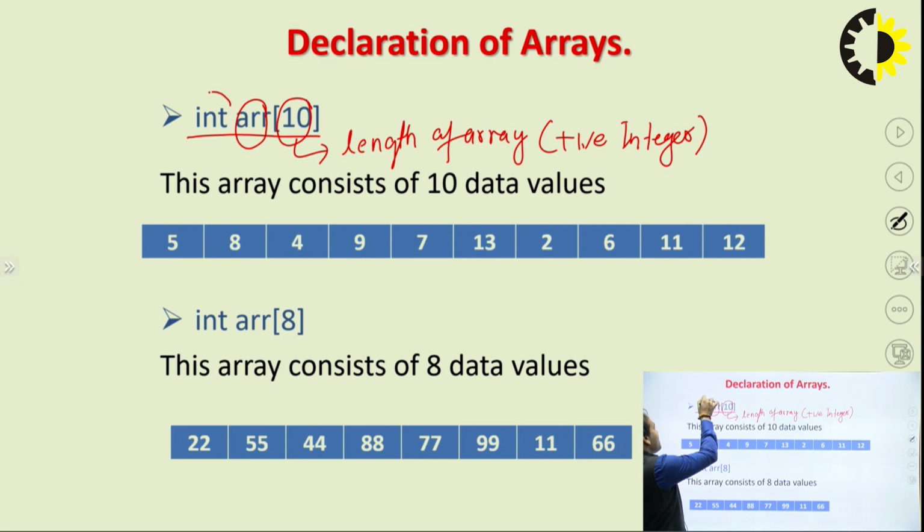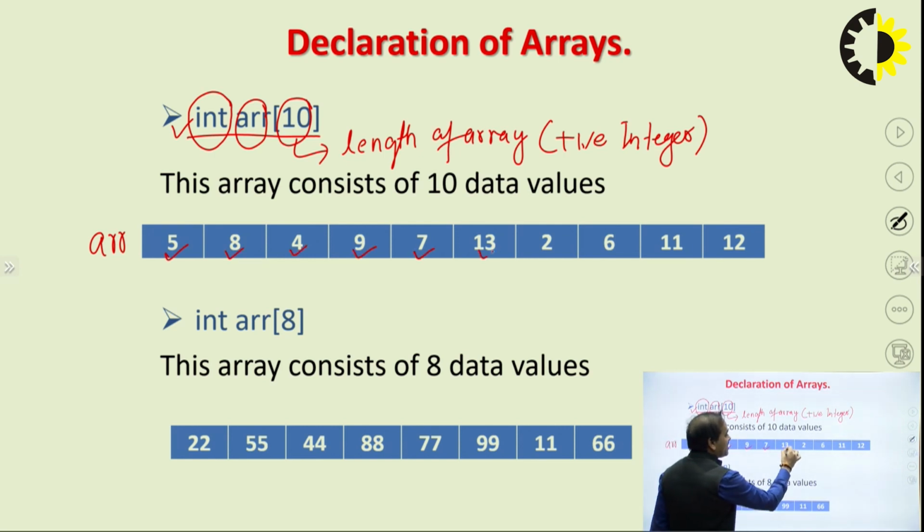And this is the primitive data type of the array. That means if we want to store values in the given array arr, we have to store only integer values like 5, 8, 4, 9, 7, 13, 2, 6, 11 and 12. These are all integers. If we want to store 9.5 here, we can't do it because the type of the data must be integer.